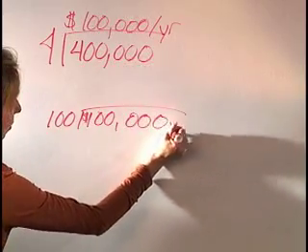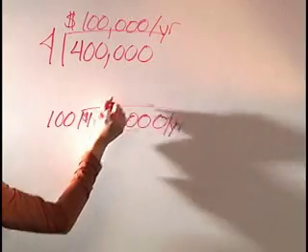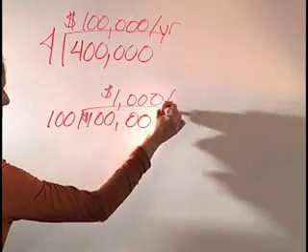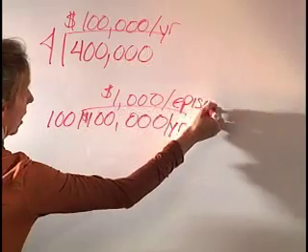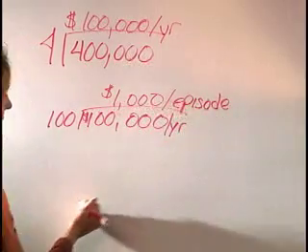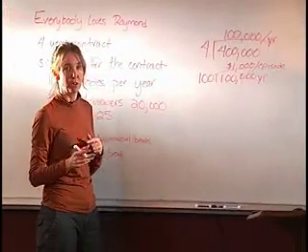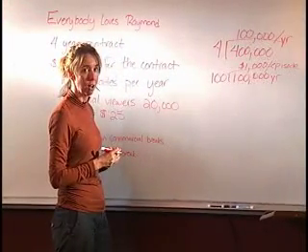So now we can figure out how much money we're going to spend per episode. We're going to take that 100, divide it into 100,000, and we come up with 1,000. So we're going to pay $1,000 per episode for this show. So what's our potential profit? First, we need to figure out how much a 30-second spot is going to cost.